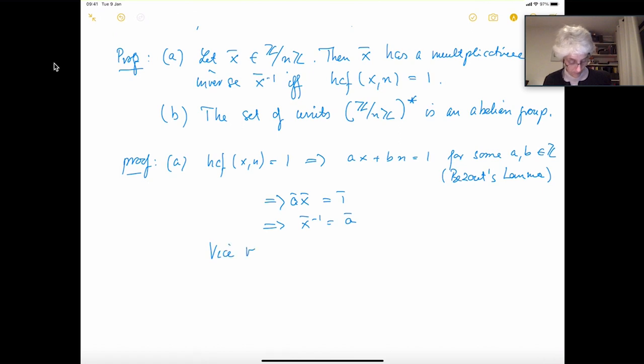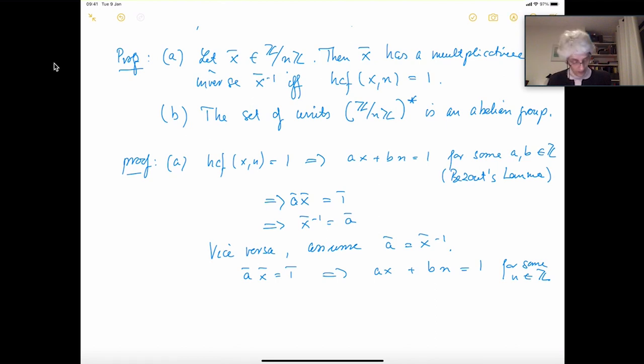Vice versa. Assume we have an inverse a bar of x bar. Then of course a bar x bar is equal to 1 bar, and this implies that ax plus a multiple of n is equal to 1. But if we have that, then what do we see? If I change a and b, what do I have here on the left hand side? I just have all the linear combinations in x and n. So this is the subgroup generated by x and n. And on the right hand side, I have 1 and its subgroup.